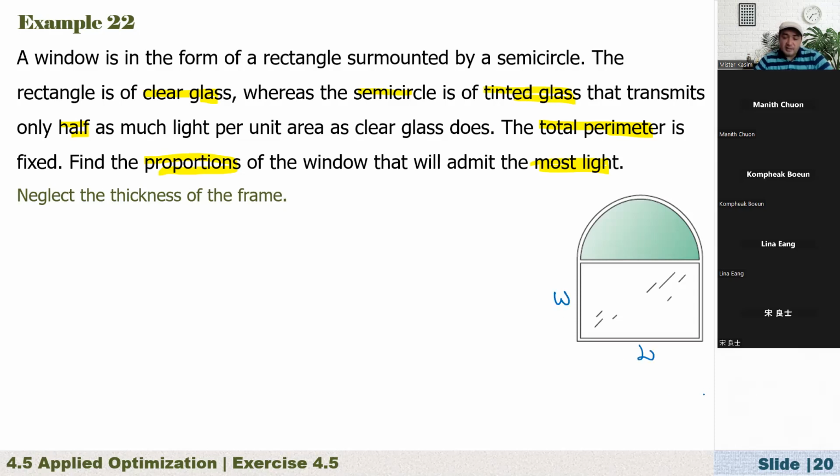The question is saying that if it transmits the maximum amount of light, what must be this ratio? What is L over W? We have to find this, because if you don't understand the question, we cannot solve this problem. First, we should understand the question. Then we'll try to get this expression L over W through solving this problem. All right, let's start. I hope it's clear now.